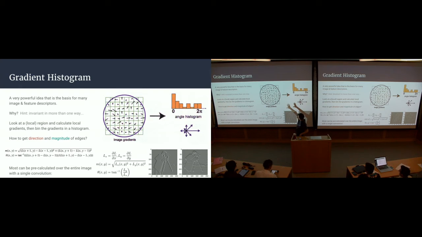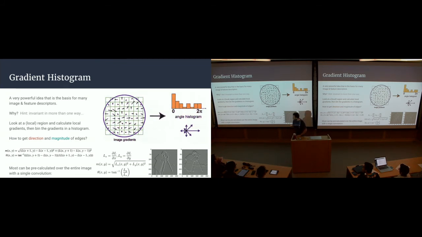We look at a certain patch, but instead of looking at the intensities, we look at the gradients in that patch, and we bin the things, right? We look at every point in that patch. We look at the orientation of the gradient in that patch, and we bin it based on that orientation. Our bins are basically over the angle of that gradient, right?